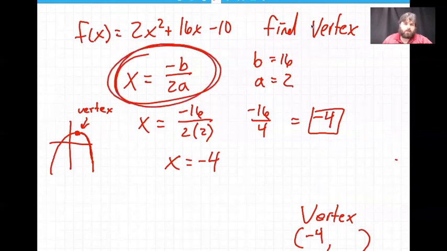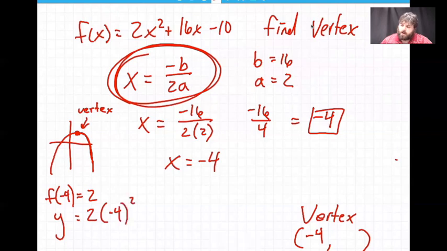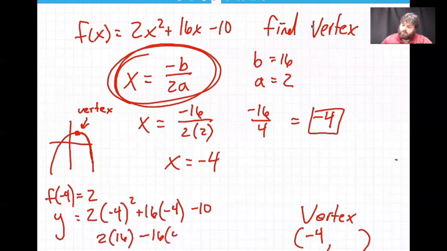Now, how do I find the y coordinate? Same way I find any y coordinate. I plug the x back in. Remember, this is f of x, so we're going to plug in -4 for x. f of -4 is just the y value at -4. So the y value is 2 times x squared plus 16 times x minus 10. When I work this out, I get 2 times 16 minus 16 times 4 minus 10. So I get 32 minus 64 minus 10. That simplifies to -44. So the y coordinate of my vertex is -44.